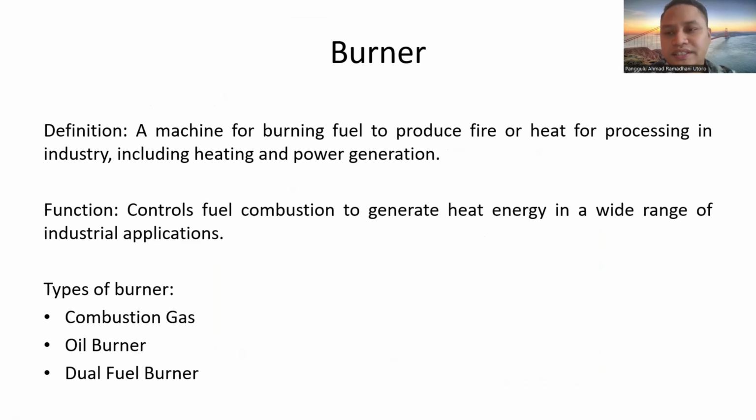Next, we talk about burner. What is a burner? Actually, it is a machine for burning fuel to produce fire or heat for processing in industry, including heating and power generation. The function is to control fuel combustion to generate heat energy in a wide range of industrial applications. So we have three types of burner. The first one is combustion gas, the second one is oil burner, and the third one is dual fuel burner.